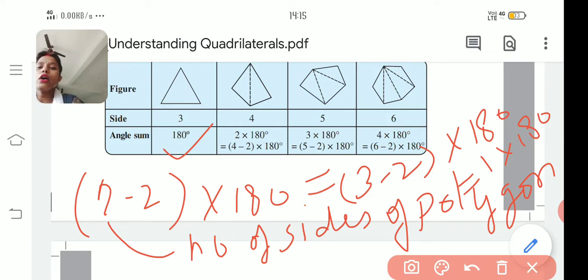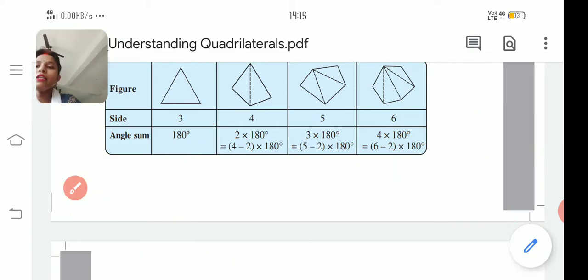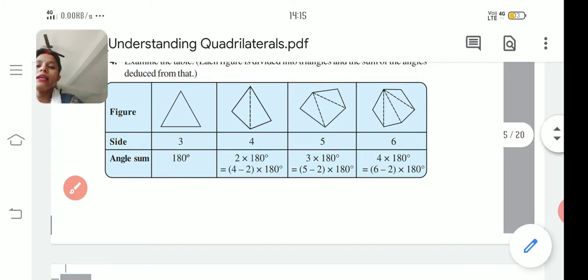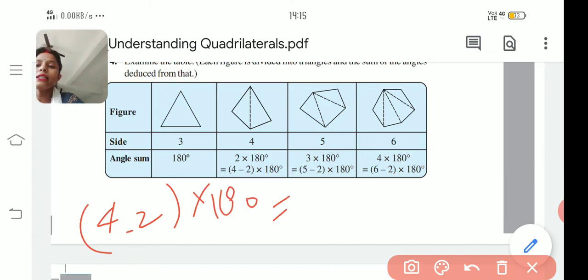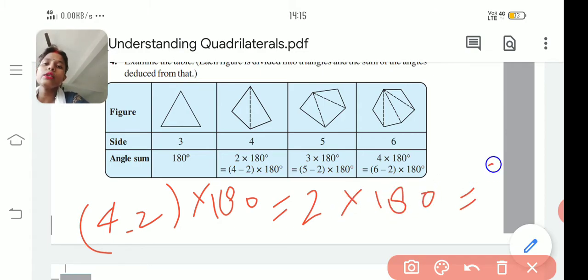Now the next one, n minus 2. For a quadrilateral, 4 sides are there, so it will be 4 minus 2 into 180. That is equal to 2 into 180, which is equal to 360 degrees. So the sum of all the angles of the quadrilateral is equal to 360 degrees. By using this property you have to find it for the pentagon and for the hexagon also.